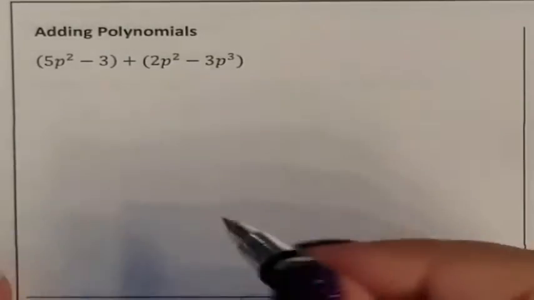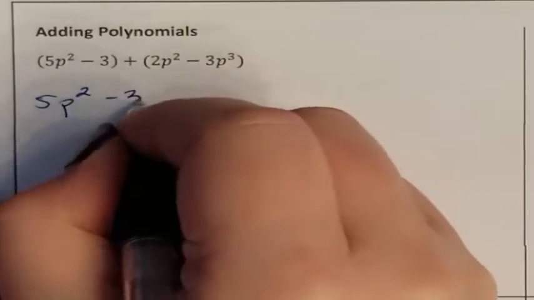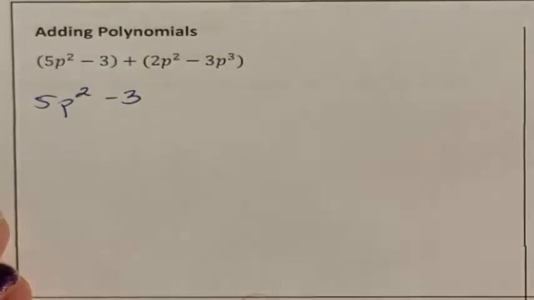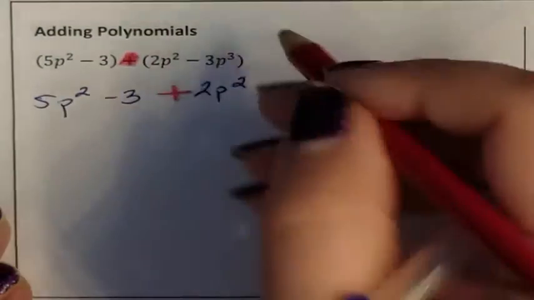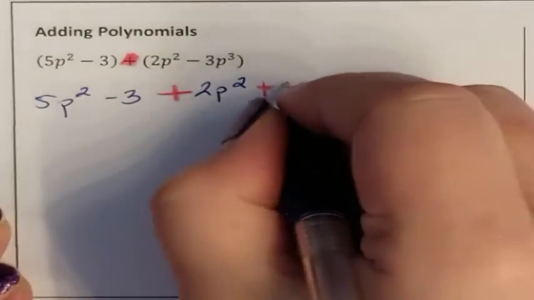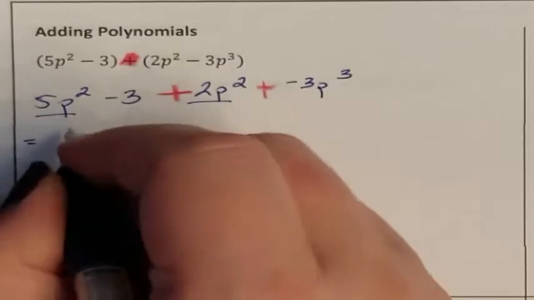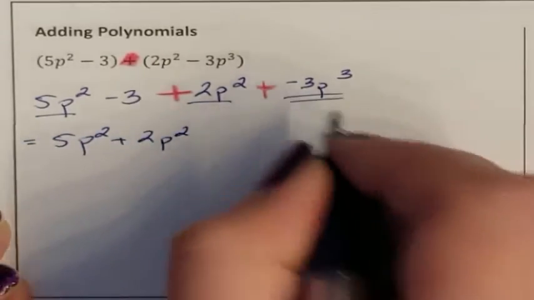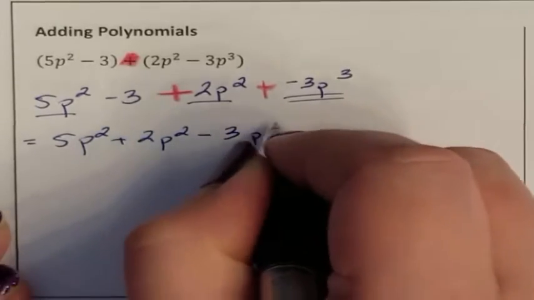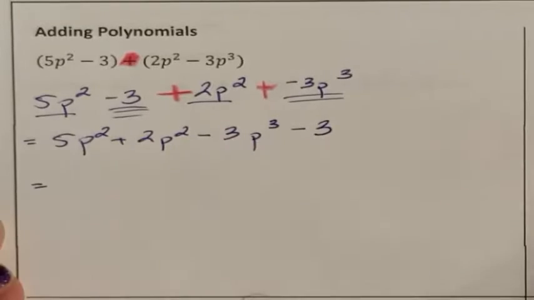So I want to go ahead and solve this problem horizontally. I had a 5p to the second minus 3, and then I was supposed to add everything that came in the second parenthesis. So I'm going to add my 2p to the second, and then I'm going to add that negative 3p to the third. Squareds are only supposed to go with squareds, so this is a 5p squared plus 2p squared. Thirds can only go with thirds, so that's a minus 3p to the third, and constants can only go with constants, so that's a minus 3.